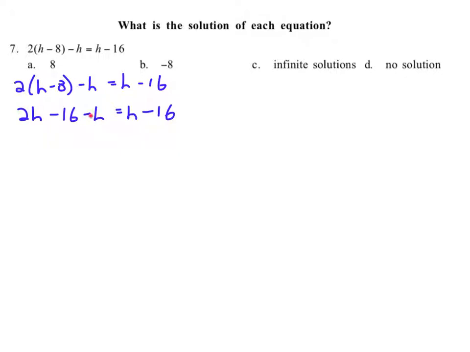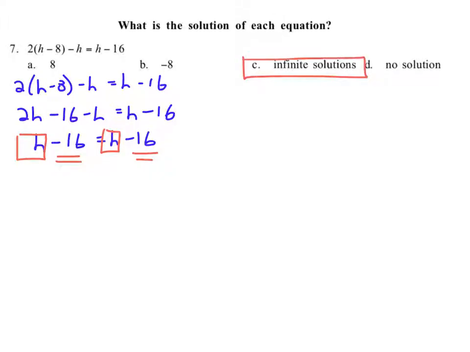And now combining like terms of 2h minus h, we have two h's, we take away an h, we've got h minus 16 equals h minus 16. Well, what we're looking at here is we've got the same coefficient on the variable, it's a 1, and then we've got the same thing happening to it, minus 16 and minus 16, and therefore this is an identity situation. Both sides are exactly the same. Infinite solutions. Okay, let's try the second one.